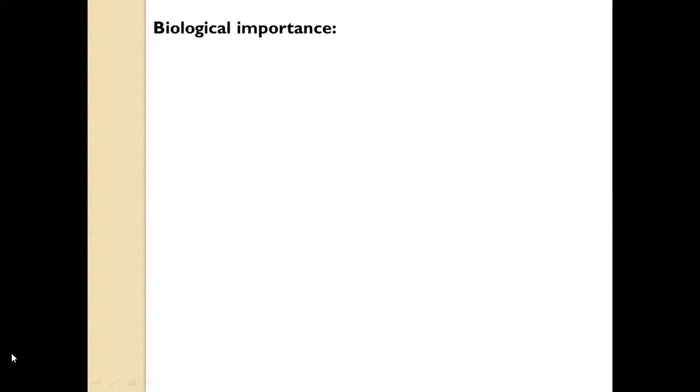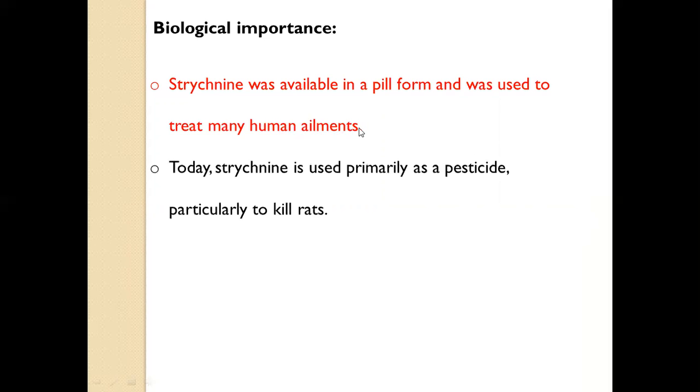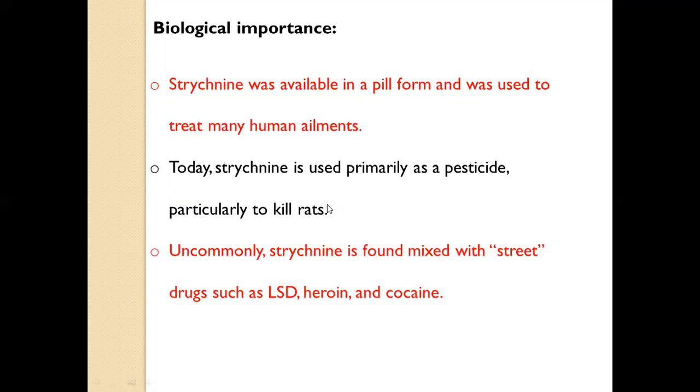Coming to the biological importance. Strychnine is available in the form of a pill. It can be used for human ailments, for diseases, for pains and all. Another thing is strychnine is used primarily as a pesticide, particularly to kill rats. As I have already mentioned, it is highly poisonous. That's why we can use it as a pesticide to kill micro or small organisms, and also to kill rats.